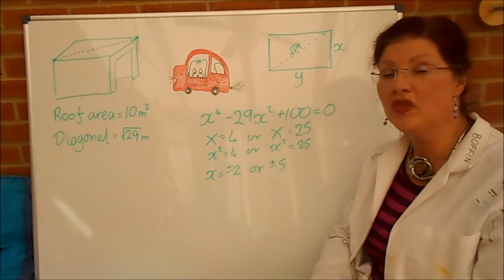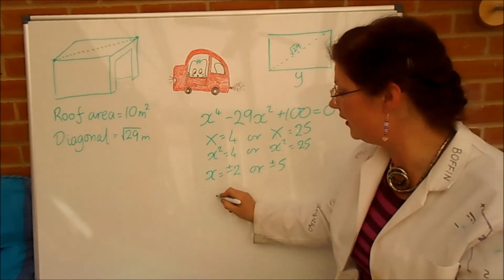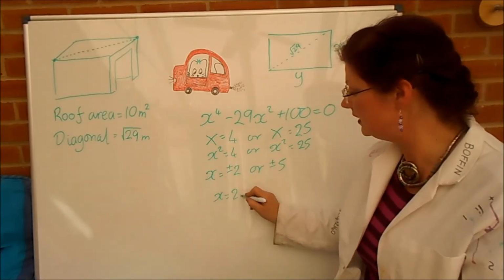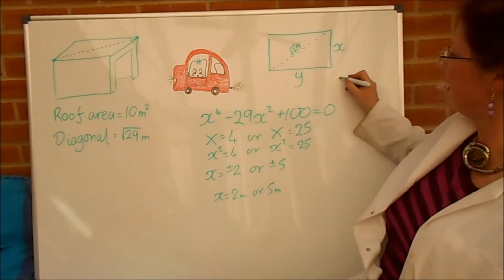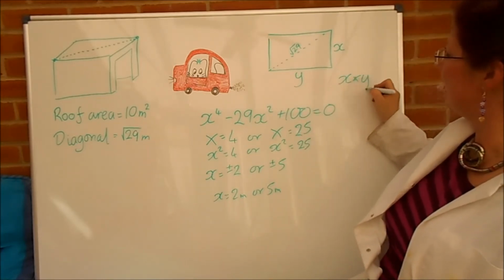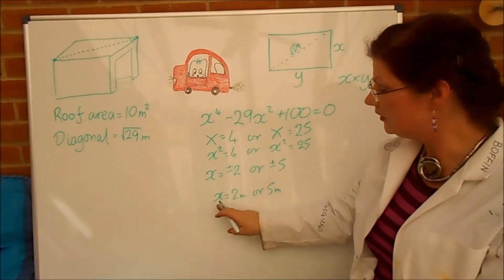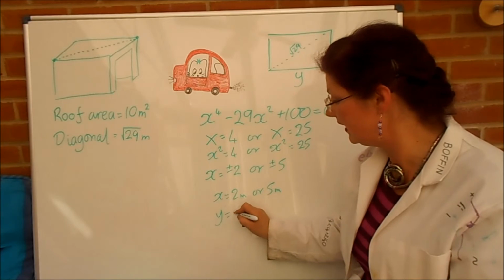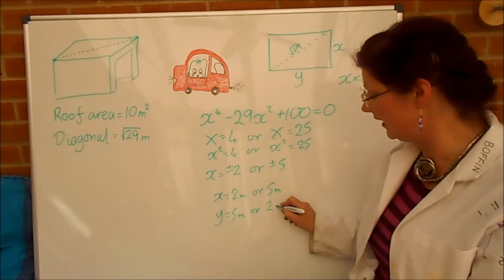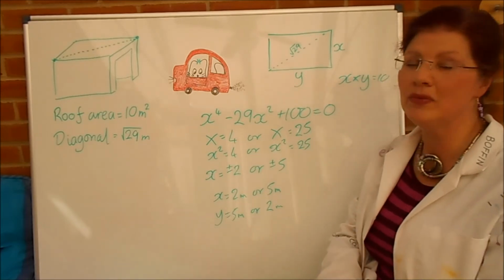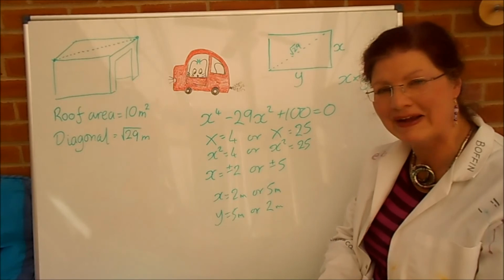Now clearly we don't want the negative ones. You can't have negative lengths of things. So the answers are x is 2 metres or 5 metres. Of course we know that x times y is 10. So x equals 2 gives you y equals 5, and x equals 5 gives you y equals 2. So whichever way round you do it, it ends up being a 2 by 5 rectangle.